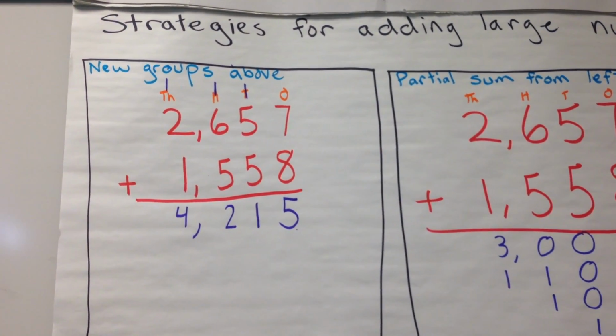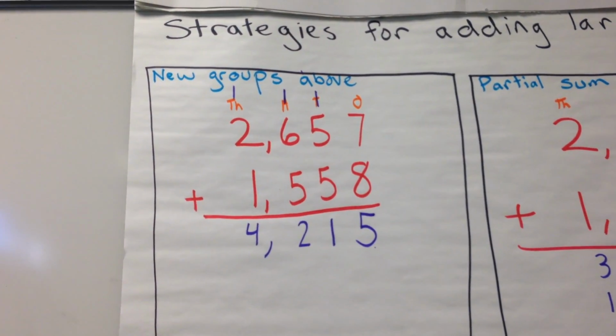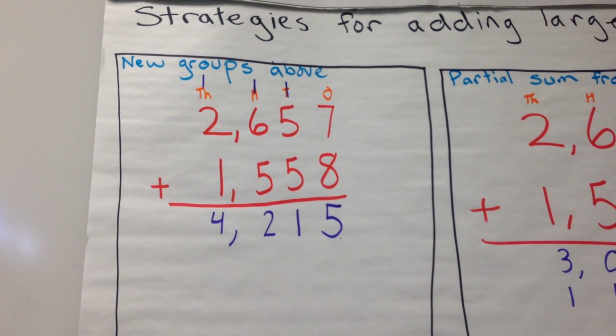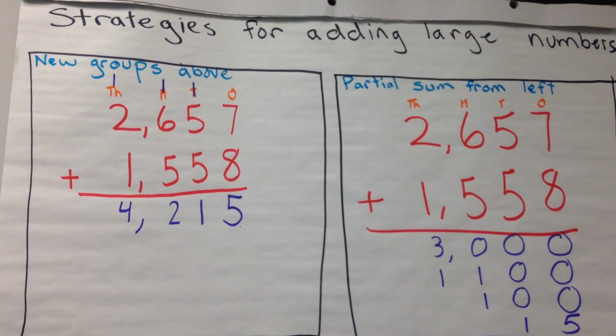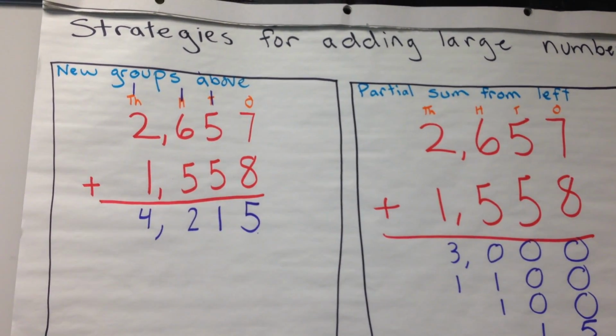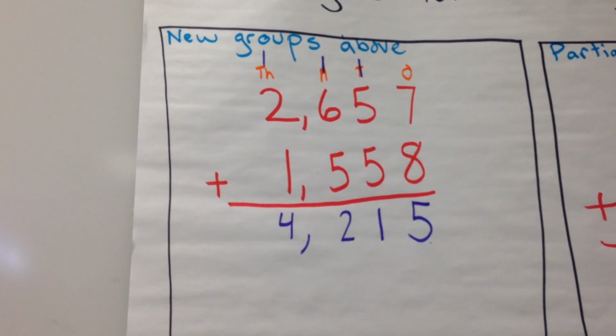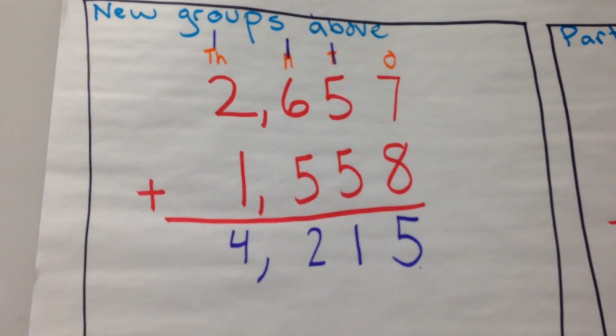Today we are talking about addition with creating new groups. There are 4 different ways to do this. One being drawings, 2 being partial sums, and the other one being new groups above. So let's take a look at new groups above. This is the problem that we worked on in class.